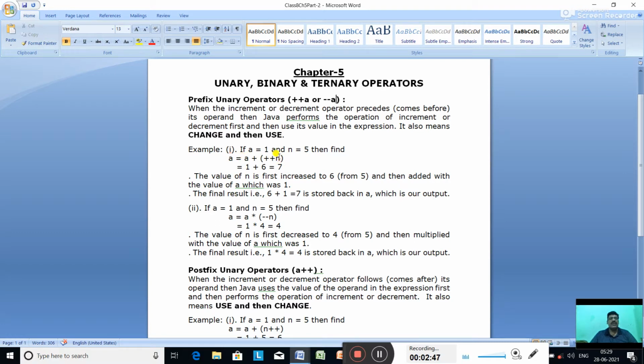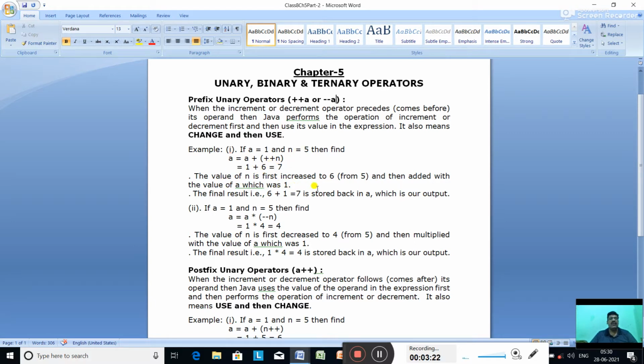Okay. So n value is 5. So plus plus n means n plus 1. N plus 1 means 5 plus 1 becomes 6. Now 6 plus 1, that is 7. Okay, this way it works. So always remember, in the prefix unary operator, first it increases if it is plus plus, or decreases if it is minus minus, and after increasing or decreasing, the new value is used in the expression, not the initial value. Okay, so plus plus n became 5 plus 1, 6, 6 plus 1, 7.